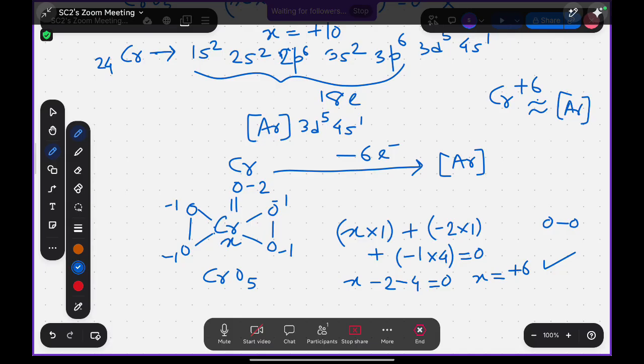That means the actual structure of chromium pentoxide is somewhat like this, there are 2 peroxo bonds. Each oxygen having 2 bonds. If it is double bond, then it is okay, 2 bonds. If it is a single bond, then 2 single bonds on both the sides. With the peroxo bonds, it is plus 6. In chromium pentoxide, the oxidation state is plus 6.